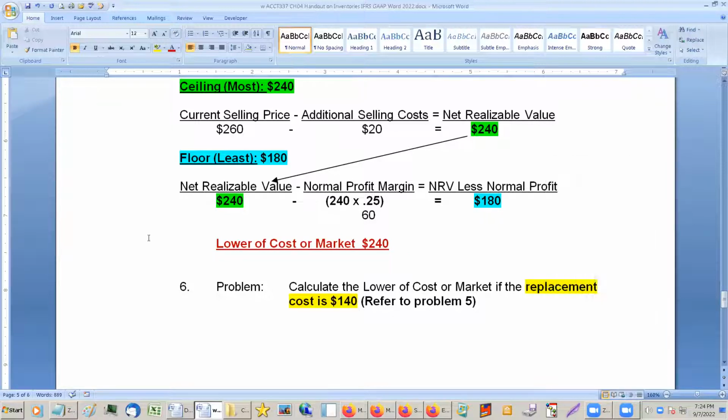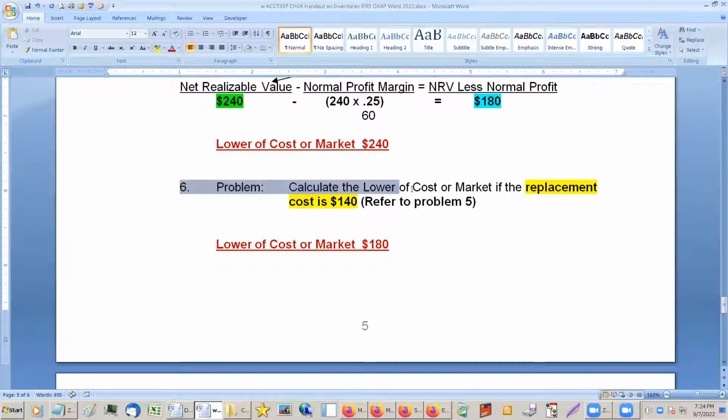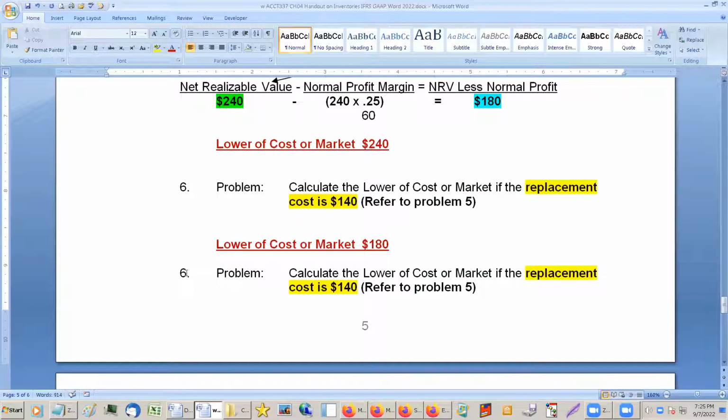180. I'm gonna add one here, just to drive it right into the ground. I'll make a 6B. Suppose the replacement cost was 210.